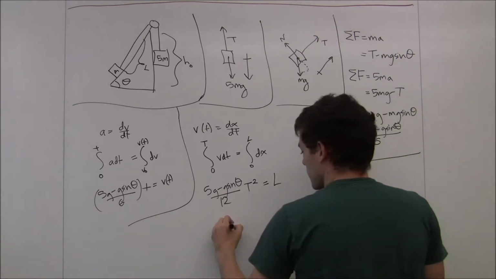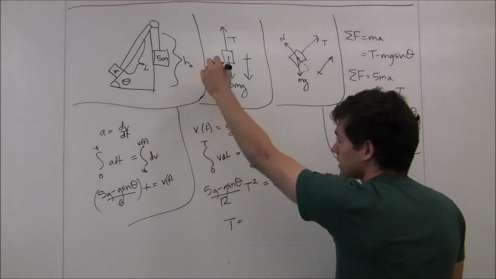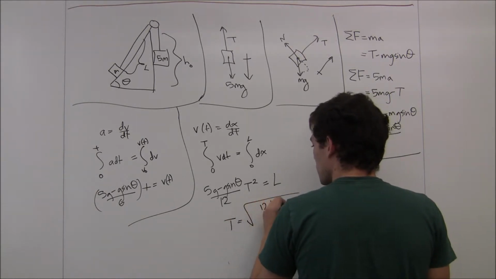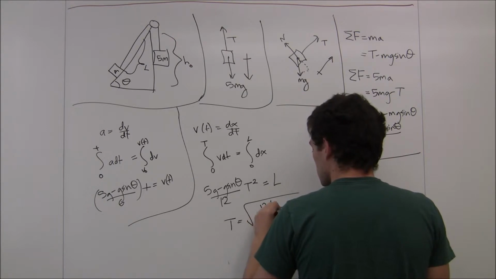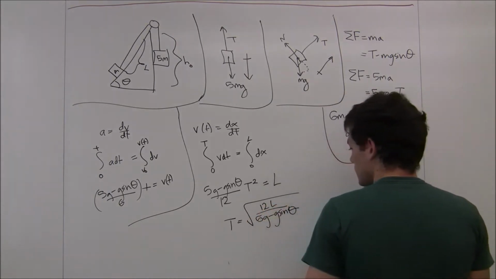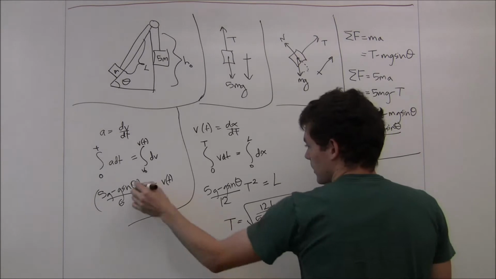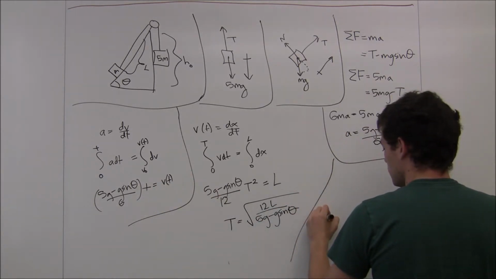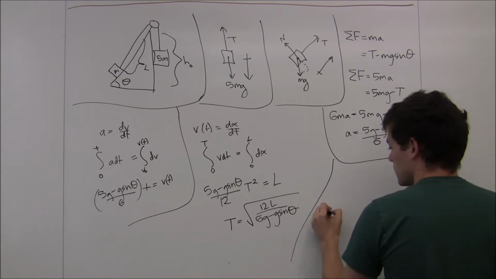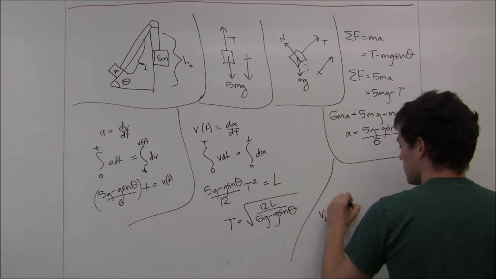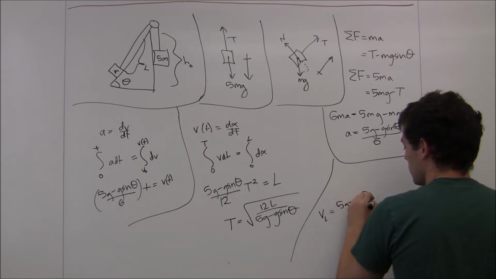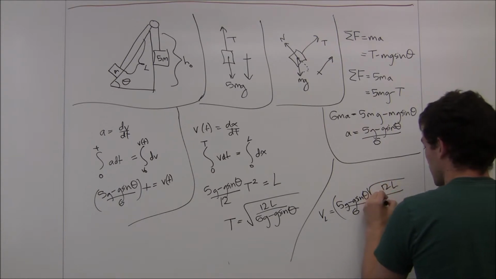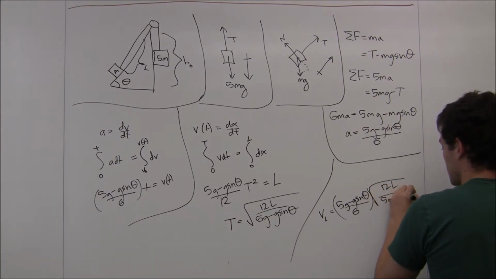And now we can solve this, and this gives us big T, the time it takes for the block to make it up the ramp, is equal to the square root of 12L over 5g minus g sine theta. Now we can take this time and plug it into that velocity equation, and that's going to give us V_L, for V launch, is equal to 5g minus g sine theta over 6 times the square root of 12L over 5g minus g sine theta.